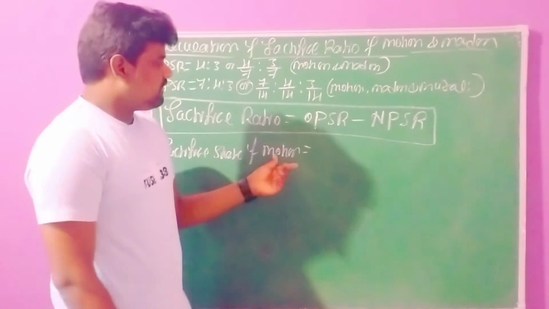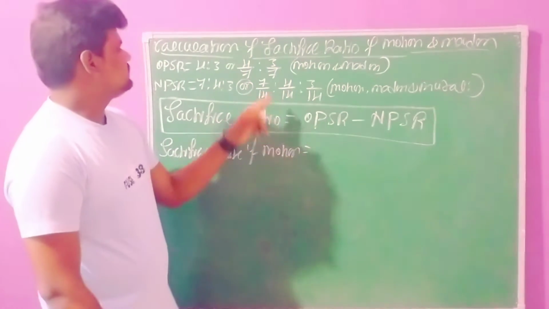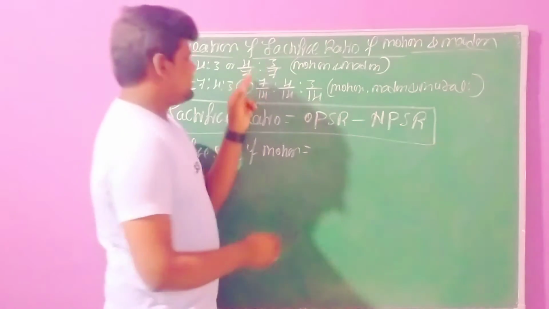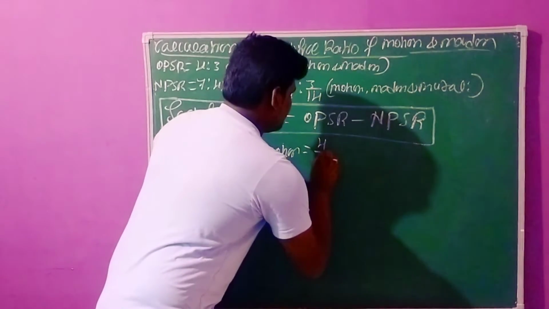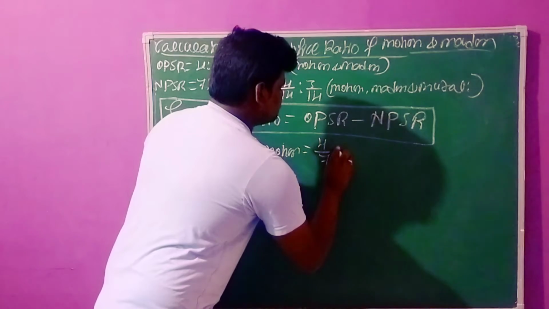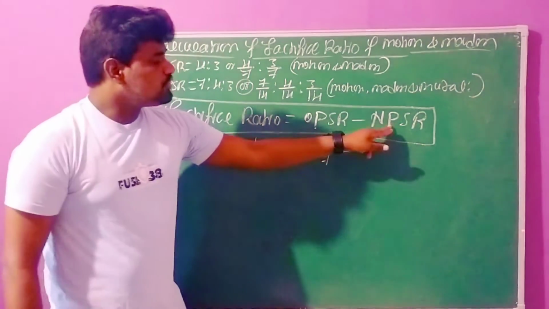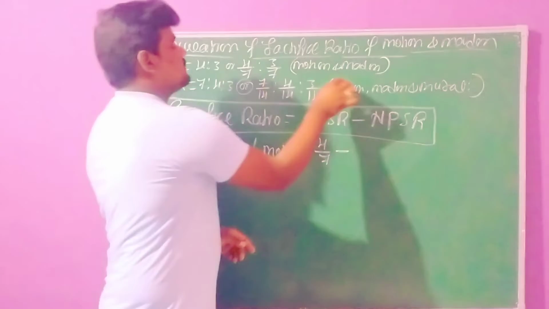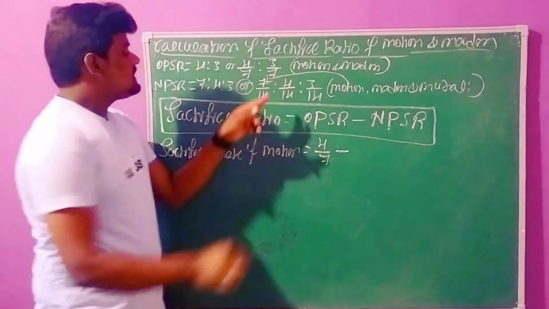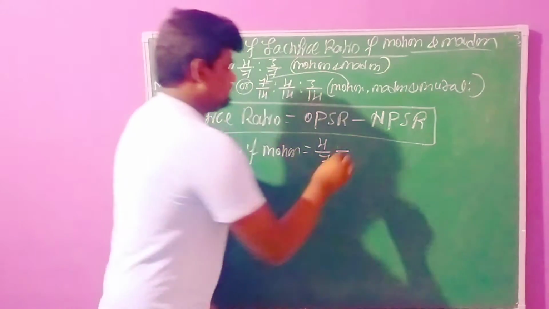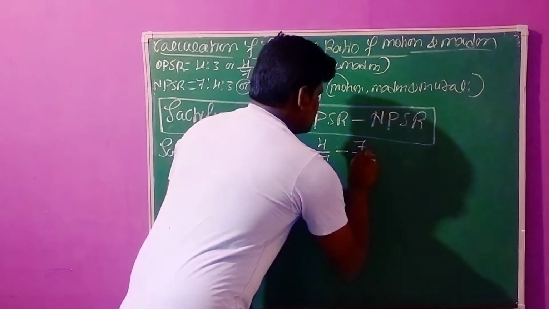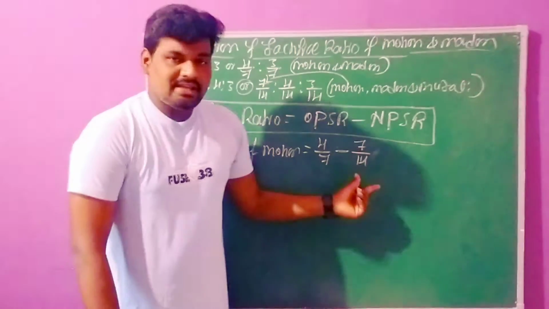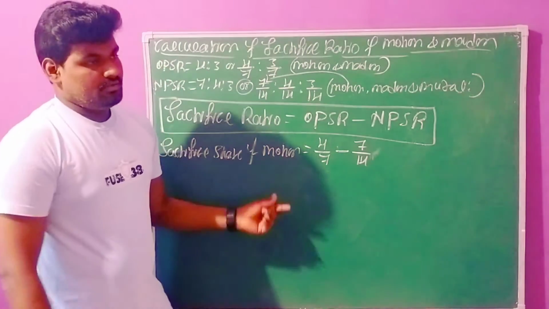So first of all, what is the old share of Mohan? 4 by 7. This is Mohan's old share, right? You have to write 4 divided by 7 minus the new share of Mohan. What is the new share of Mohan? The new share of Mohan is 7 divided by 14.